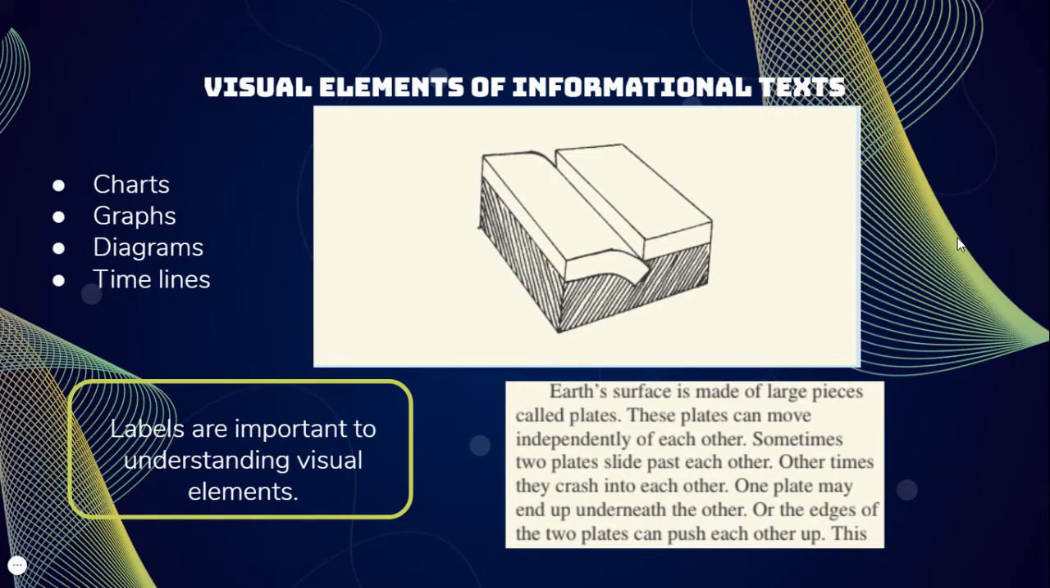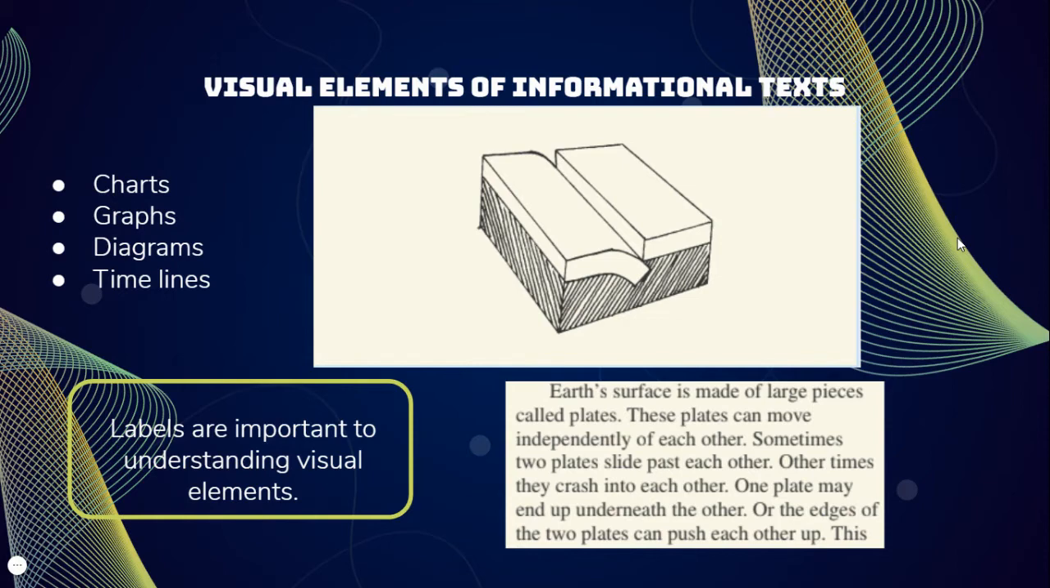If I go back to the section, What Causes Earthquakes?, I see that the information in the text and picture is similar. Let's read the text. Earth's surface is made of large pieces called plates. These plates can move independently of each other. Sometimes two plates slide past each other. Other times they crash into each other. One plate may end up underneath the other, or the edges of the two plates can push each other up.